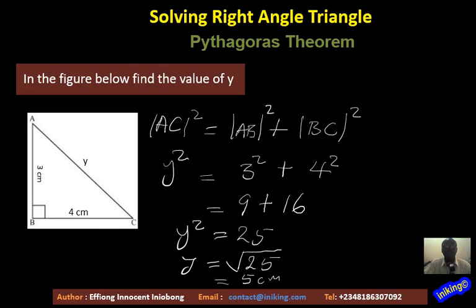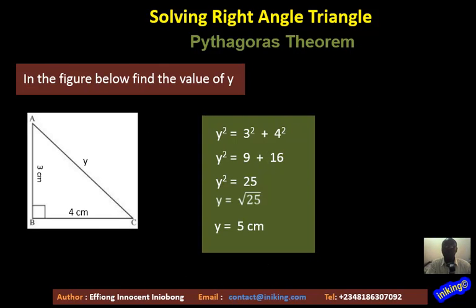Let's move further. That's a summary of what we've just done, well typed out from there. You have there y square equals to 3 square plus 4 square. I think we are okay with that. Let's advance.